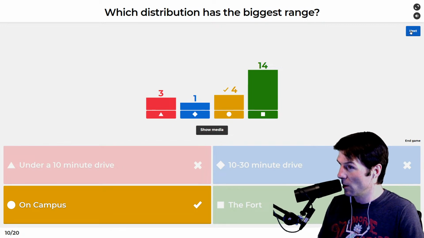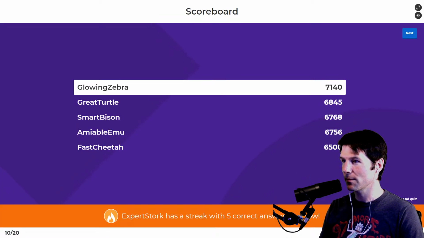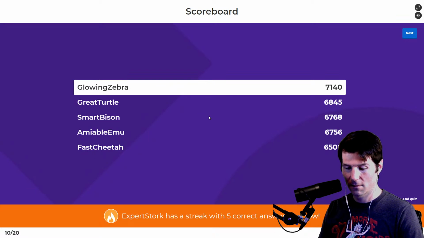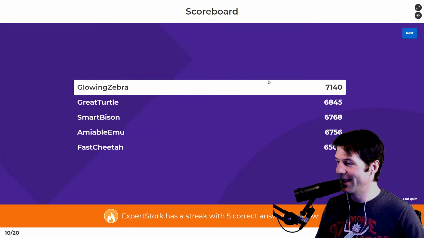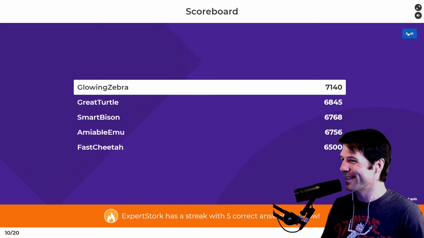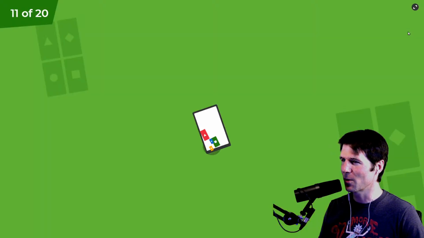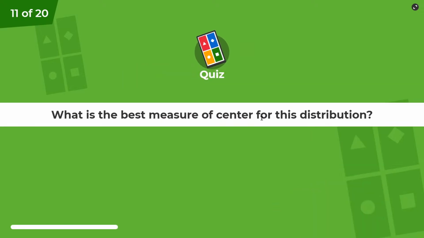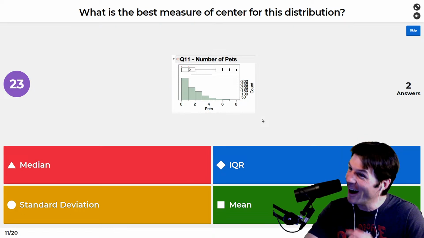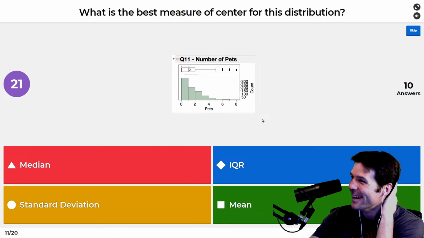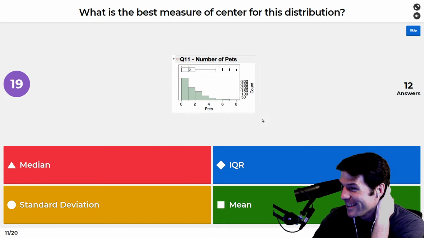Here comes the shakeup of the leaderboard. Here we go. Did nothing happen? Okay. And then let's do the next question here and see what happens. Hopefully the game's still working. Next question. What is the best measure of center for the distribution? Here we go. Oh, I think no one got it right on the top of the leaderboard. Oh my God. I've never seen that.